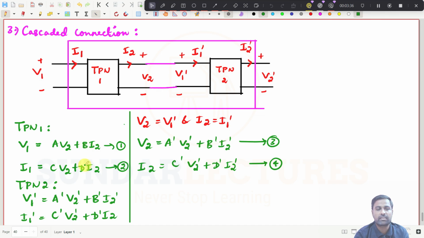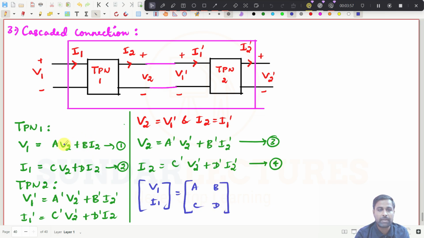You just make this into the matrix form. Now I'm going to make this one in the matrix form. So what I will get: this is V1 and I1, so [V1, I1] will be equal to the A, B, C, D parameters multiplied by [V2, I2]. This is V2 and this will be I2. I will write like this.